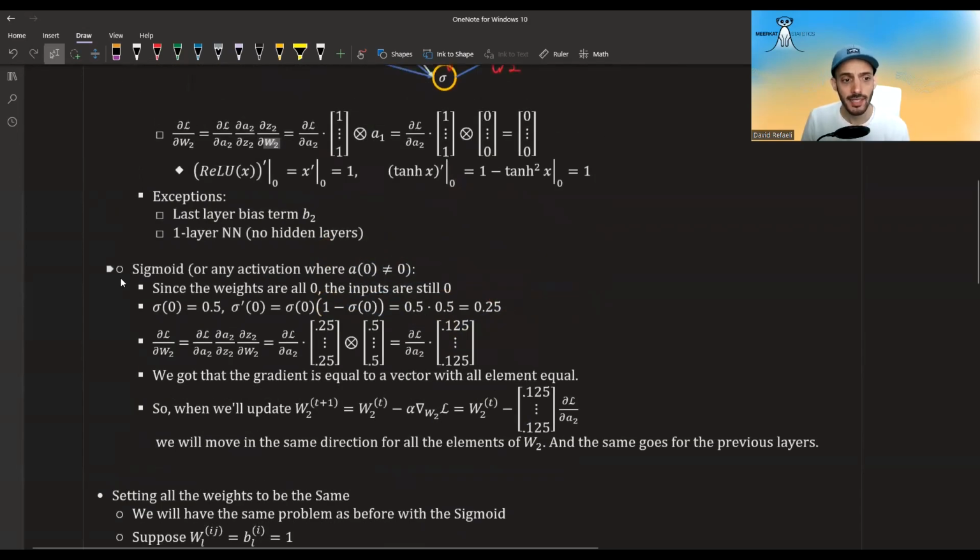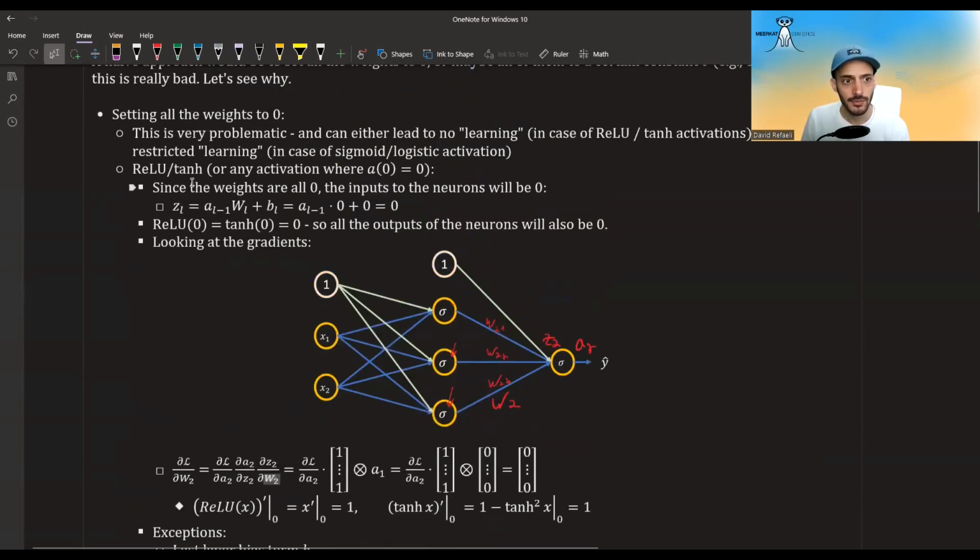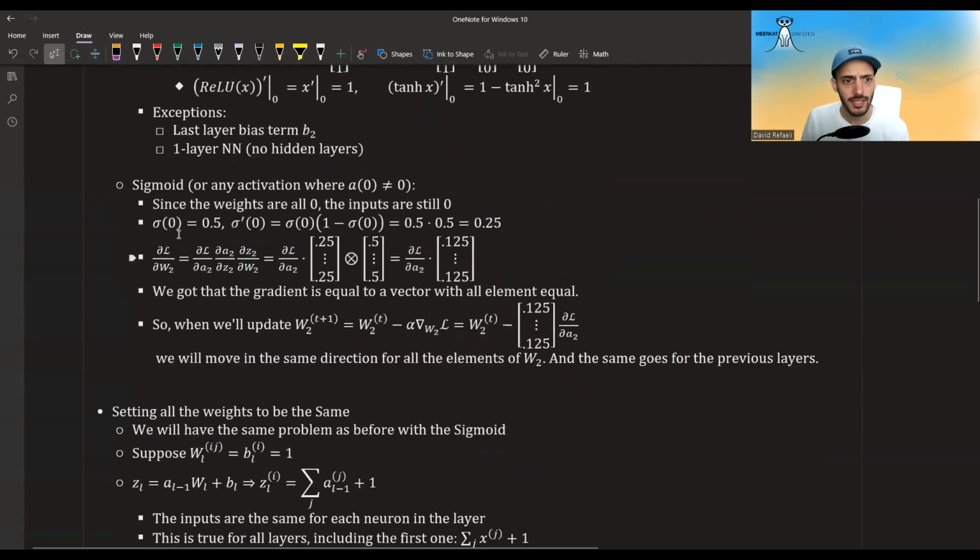Okay, what happens with a sigmoid? So this was for the ReLU and TANH. What happens for the sigmoid? Well, the sigmoid activation of 0 will be 0.5. The inputs are still 0 because we are multiplying all the last activations already output by 0. And so the inputs to the neurons will be 0, but the sigmoid of 0 will be 0.5. So this will be replaced, instead of a vector of 0, with a vector of 0.5.